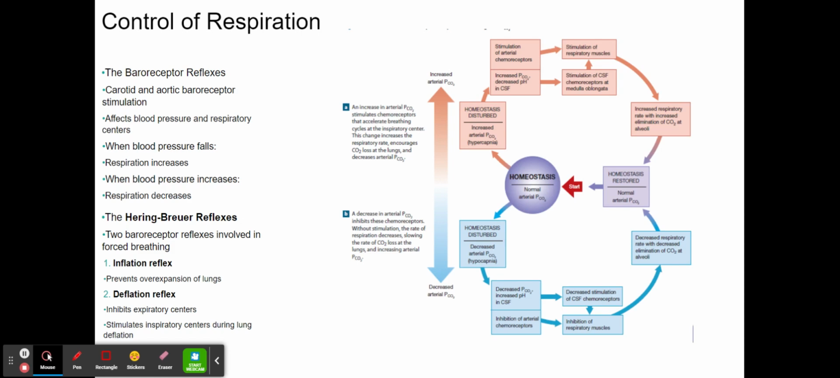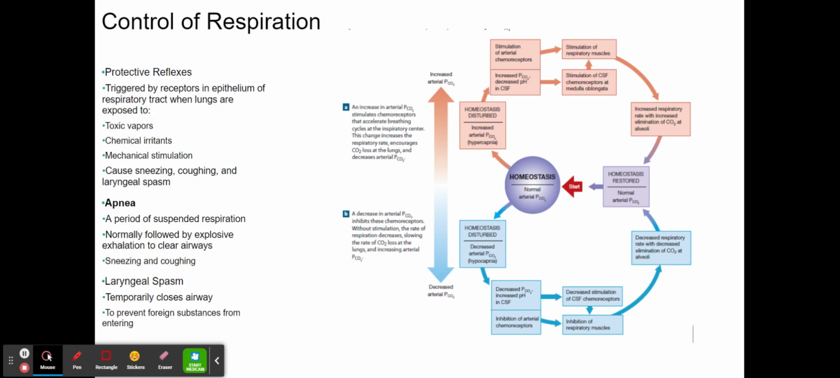And two, the deflation reflex normally functions only during forced exhalation, when both the inspiratory and the expiratory centers are active. This reflex inhibits the expiratory centers and stimulates the inspiratory centers when the lungs are deflating. These receptors are distinct from those in the inflation reflex. They are located in the alveolar wall near the alveolar capillary network. The smaller the volume of the lungs, the greater the degree of inhibition. Finally, exhalation stops and inhalation begins.